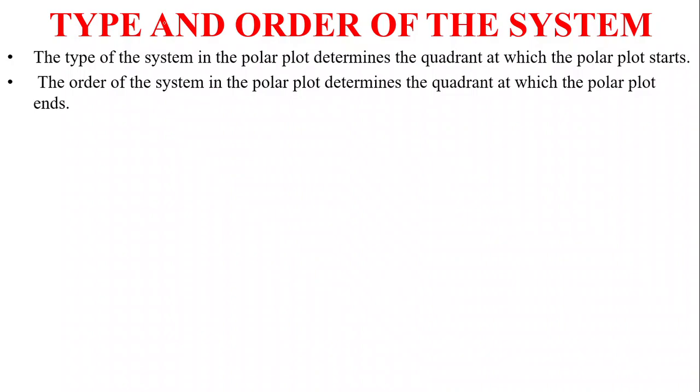And next we are going to see about the type and order of the system. Why do we have to know the type and order of the system? To sketch the polar plot of G(jω) for the entire range of frequency, from 0 to infinity, there are 4 key points that usually need to be known. The first is the start of the plot, where we have the initial frequencies, and the second key point is the end of the plot, where ω equals infinity.